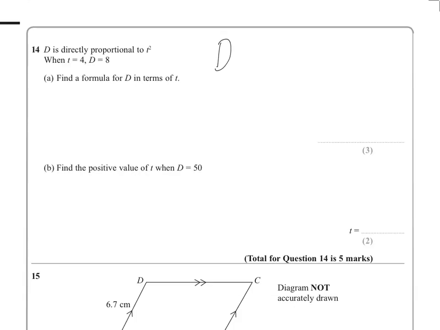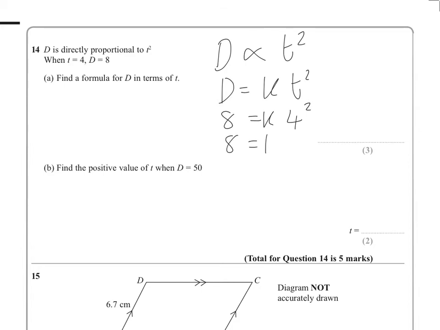D is directly proportional to t squared. Alternatively, we can write this as d equals k t squared, where k is a constant that we need to find. We know that when d is 8, t equals 4. 4 squared is 16. So we've got 8 equals 16k. Now in order to find my k value, divide by 16 both sides.